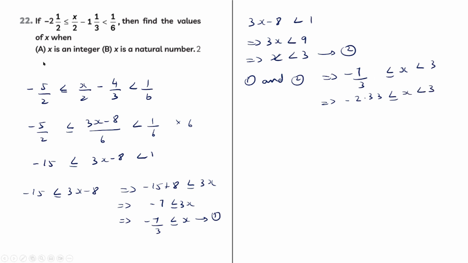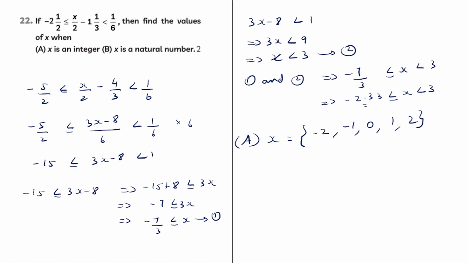So here we have to find the values of x when x is an integer and when x is a natural number. So for the first subdivision, the various values which x can take are here -2.33 ≤ x. 2.33 is not an integer. So the first integer that satisfies this inequality is -2, then -1, then 0, then 1, and then 2. So this is the solution set for x when x is an integer.